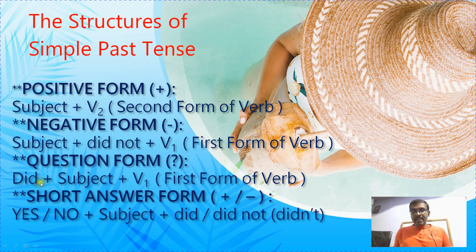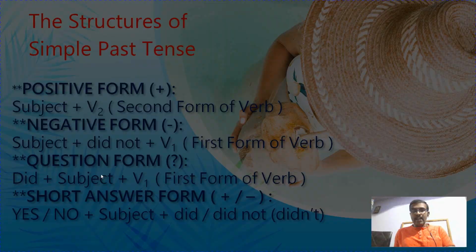Okay, question form: did plus subject plus V1. Here also V1 form. Did I meet you yesterday? Did you meet me yesterday? Like that. Short answer form, no or yes. No, I didn't meet you. Yes, I met you. So likewise, the structures of simple past tense: positive structure, negative structure, and the question format. Okay. Let us move on to the next slide.